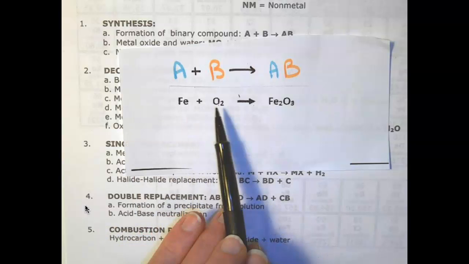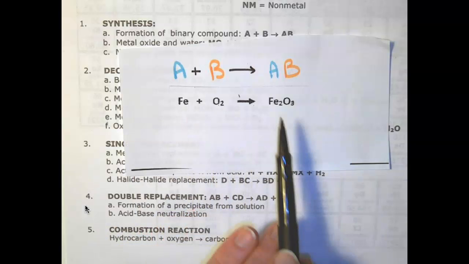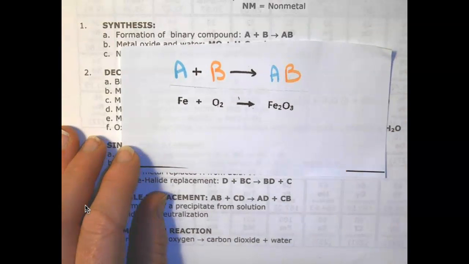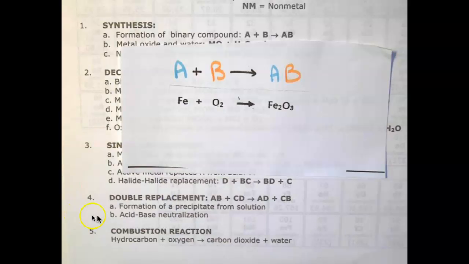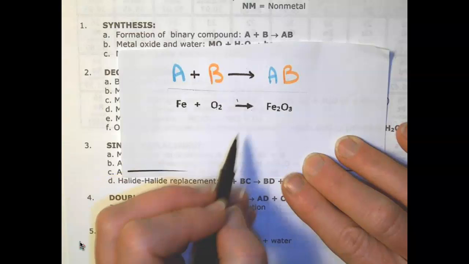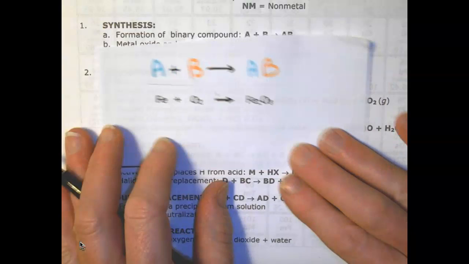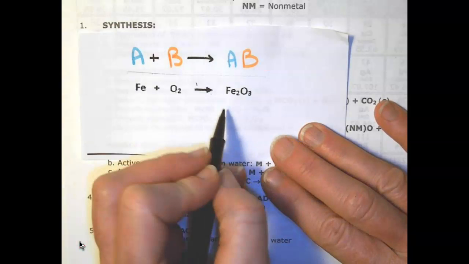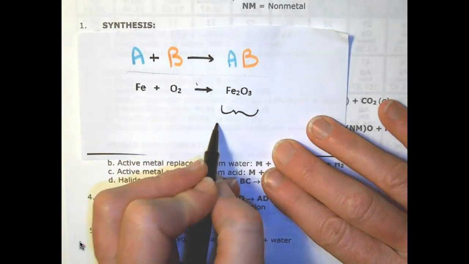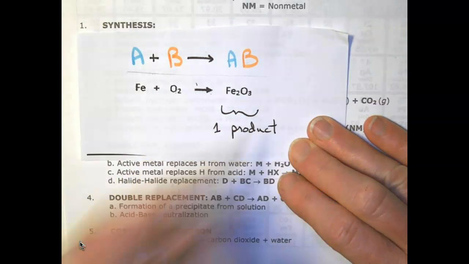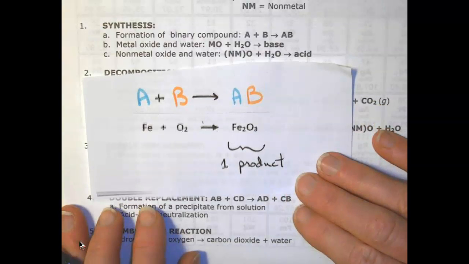The bonds in the reactants break and reform into the products according to the rules of bonding that we learned in the last chapter. And this is called a synthesis reaction. And right there, synthesis, like synthesize, come together. And my big key is that there's one product. This is the only one of the reactions, the binary synthesis.